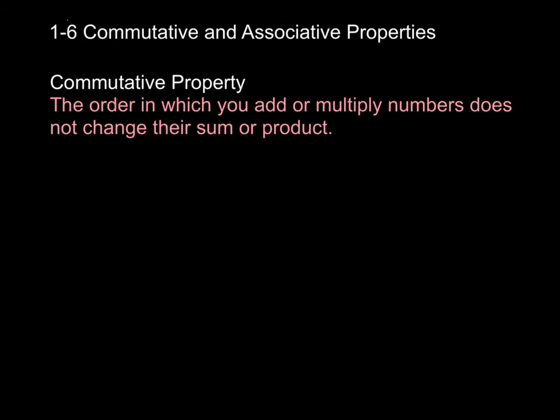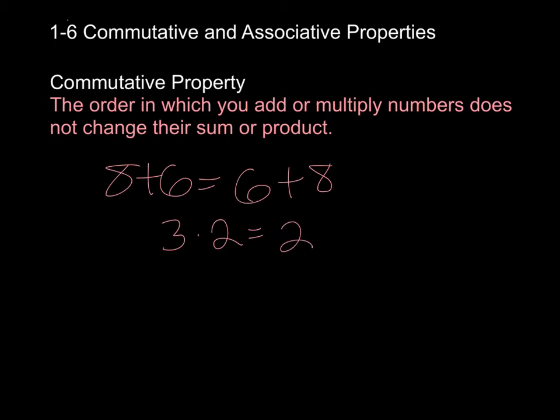Lesson 1-6 is about the commutative and associative properties. The commutative property states that the order in which you add or multiply the numbers does not change their sum or product. So an example of that would be if you had 8 plus 6, that's the same thing as 6 plus 8. It doesn't change the value of it. 3 times 2 is the same thing as 2 times 3.